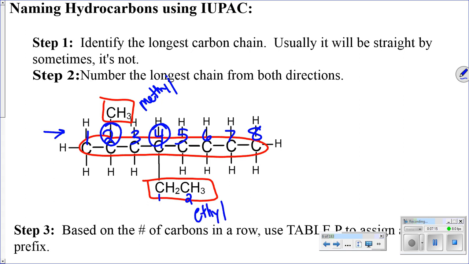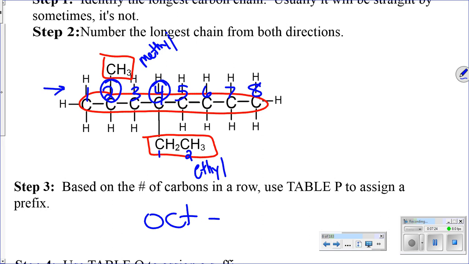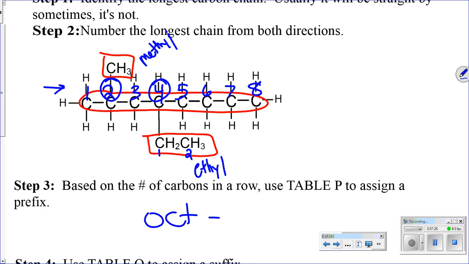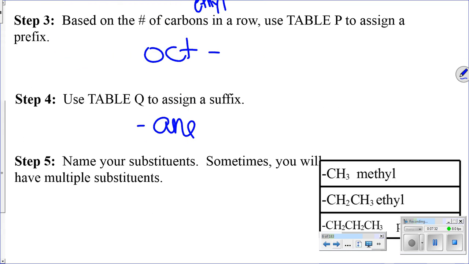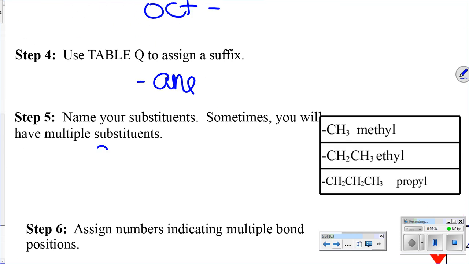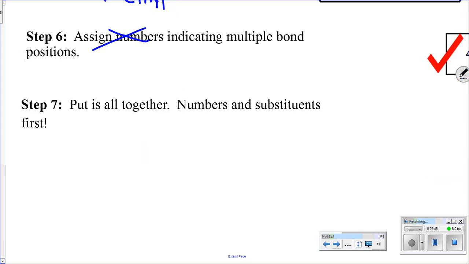And we have 8 carbons in a row. So this is oct, all single bonds, so ane. And you can put the methyl and ethyl for right now in either order. I'm going to just go in the order that they are on the compound. So I have 2 for my methyl, 4 for my ethyl. I do not have any double or triple bonds, so I'm going to combine this all together.